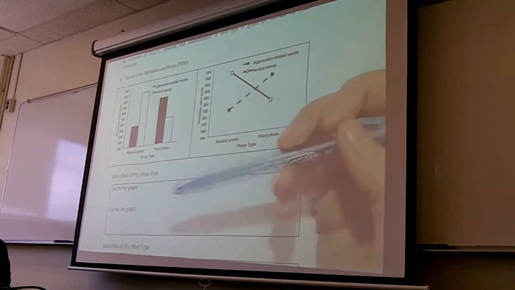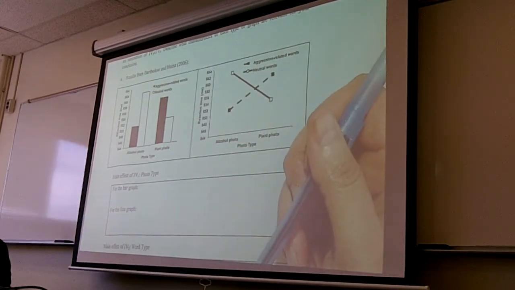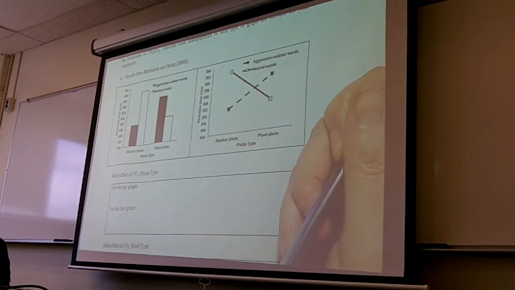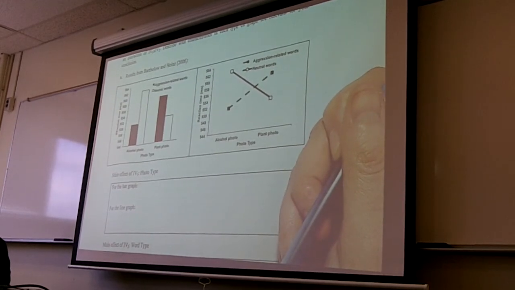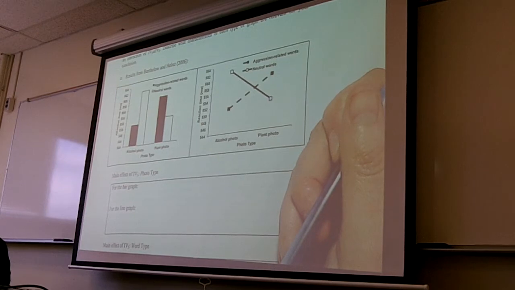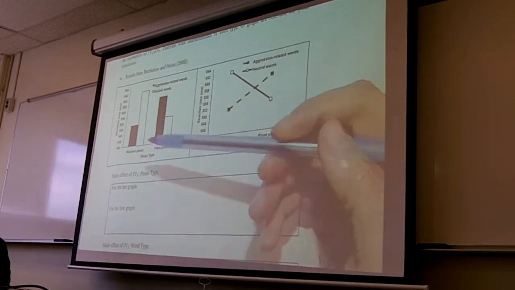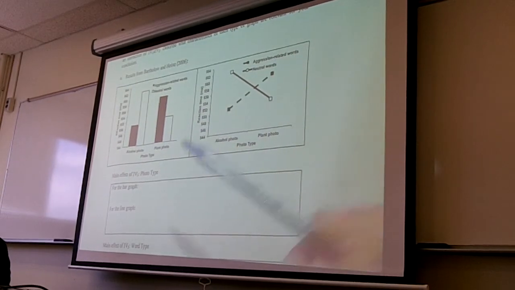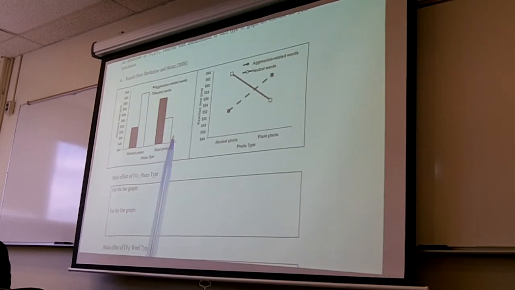But don't say, if I ask you, tell me about the main effect for phototype, and you go, well, if I compare those bars to the other bars, then they're the same. That doesn't tell me anything. What bars to what bars? So be specific. Don't say, if I compare the bars on the left to the bars on the right, where these are on the left and those are on the right, right?